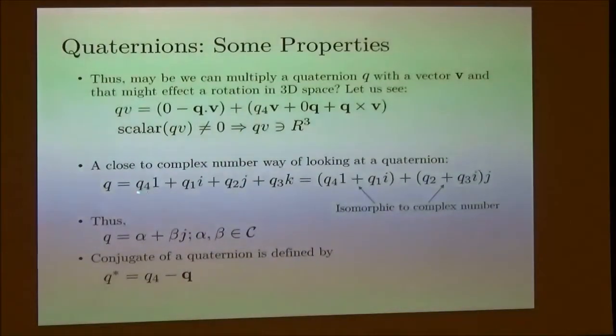Another way of looking at a quaternion, and this is an aside, is that you have four units over here. We can write these two together. So we have Q4 times 1 plus Q1 i, and this looks very much like your complex plane, it's isomorphic to the complex numbers. And Q2 j plus Q3 k can be written as (Q2 plus Q3 i) times j. If you distribute this j through this, you get Q2 j plus Q3 ij, and ij is equal to k. So we do get our original quaternion back. These two are themselves complex numbers, which means we can write the quaternion also as alpha plus beta j, where alpha and beta are complex numbers.